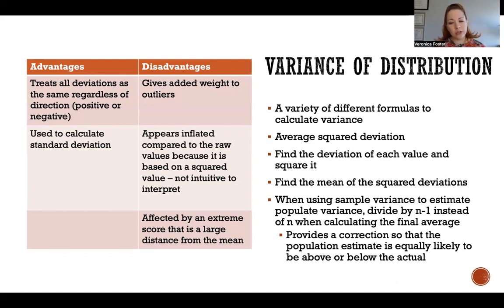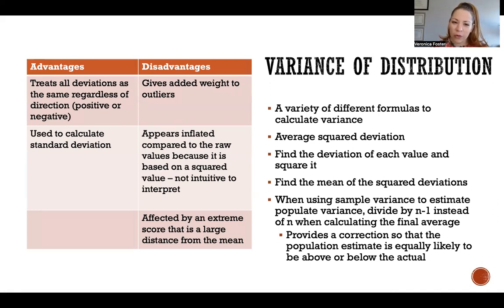Now, the disadvantages of variance: it gives added weight to the outliers because we are squaring the deviations. So anything that is a little bit out there is now going to be squared, and it's going to be exponentially out there, if you know what I mean. It'll be even more of an outlier after you square it.